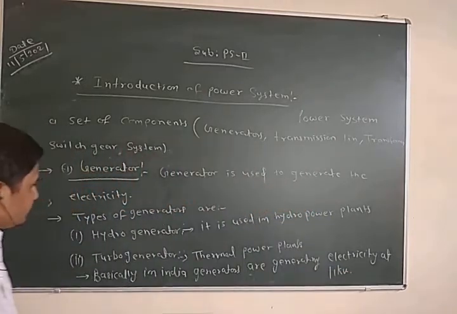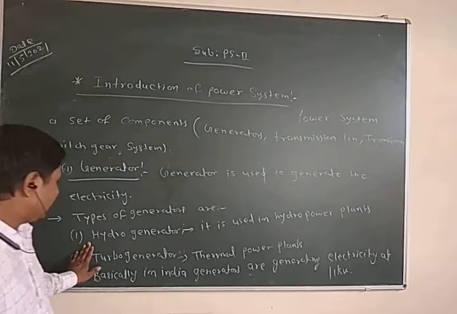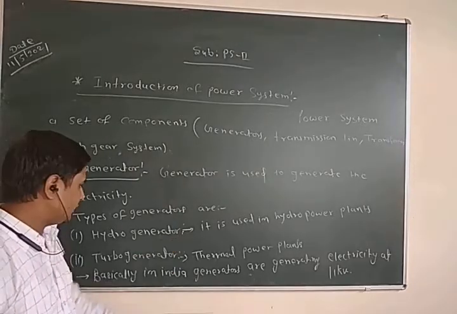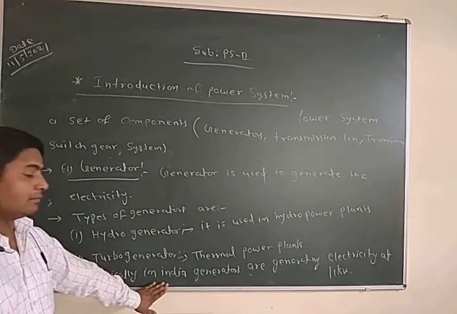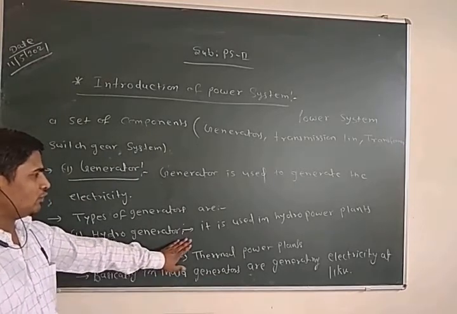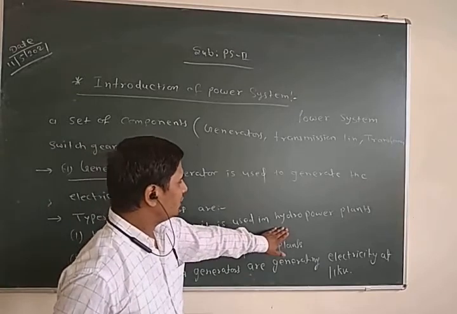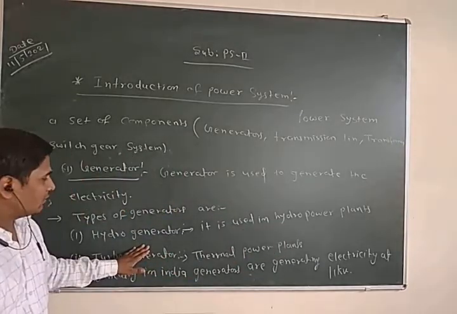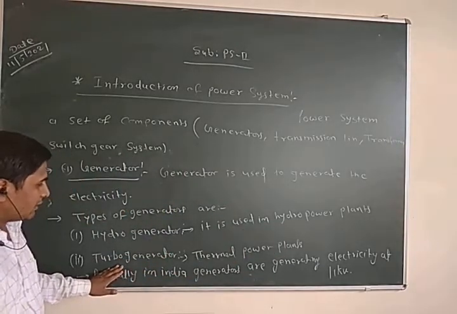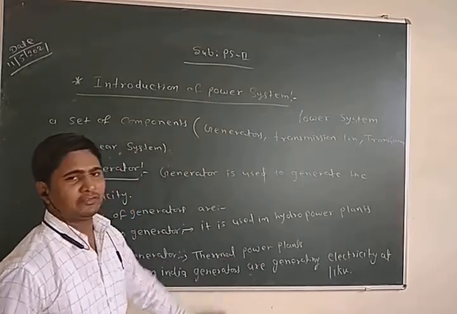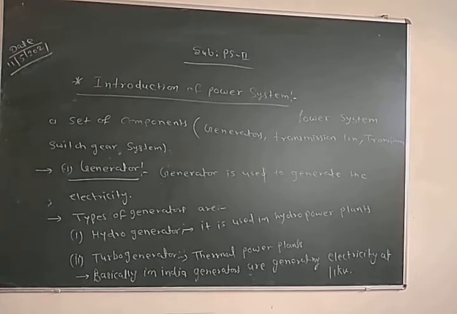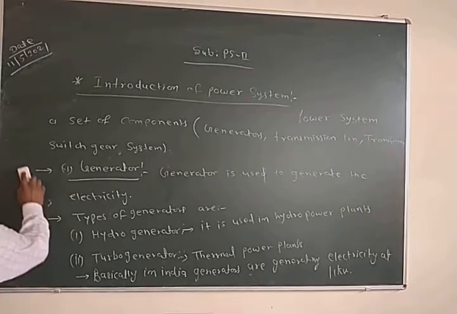So here we have seen two types of generator: hydro generator and turbo generator. Hydro generator is used in hydropower plants; it is a low speed generator. Turbo generator is used in thermal power plants because it is a high speed generator. So the next component is transmission line.